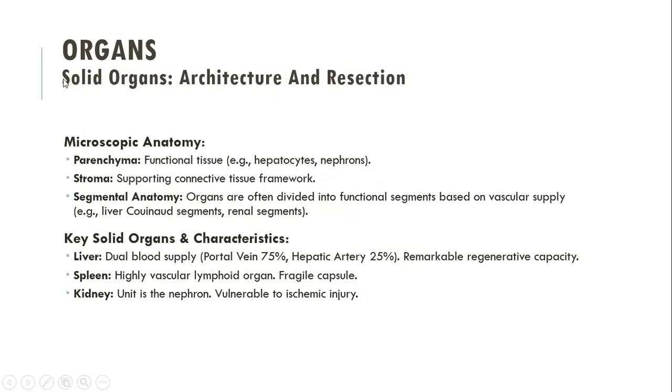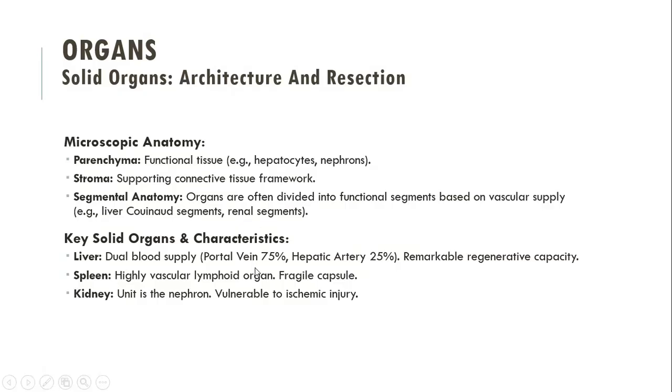Now we come to the organs. In the body, you have solid organs. If you go through the macroscopic anatomy, the solid organs have parenchyma, that is the functional tissue, like hepatocytes in the liver and nephrons in the kidney. Stroma is the supporting connective tissue framework, and they have segmental anatomy, like organs are often divided into functional segments based on vascular supply, like Couinaud segments in the liver and renal segments.